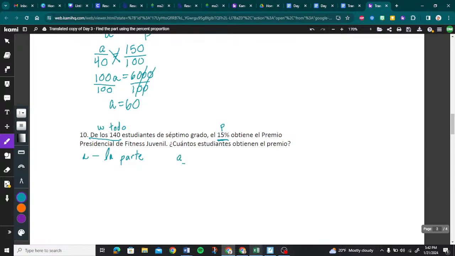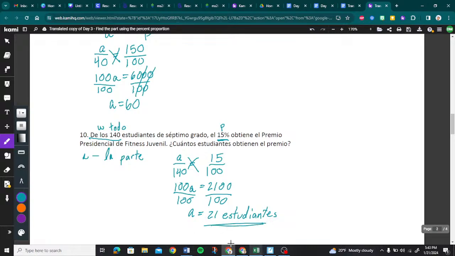So we're going to go A over 140 is 15 over 100. Cross multiply. 15 times 140, multiplicar, 2,100. Divide both sides by 100. And we have 21. Estudiantes. 21 students. It's kind of fun.